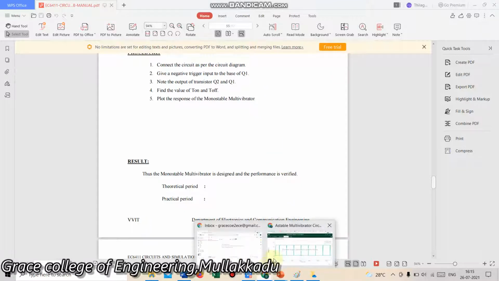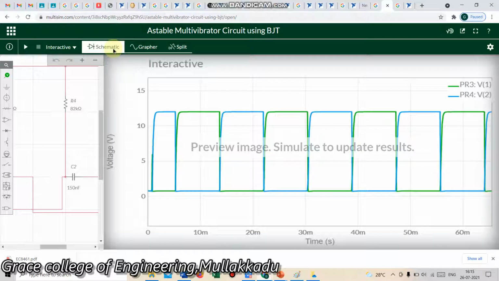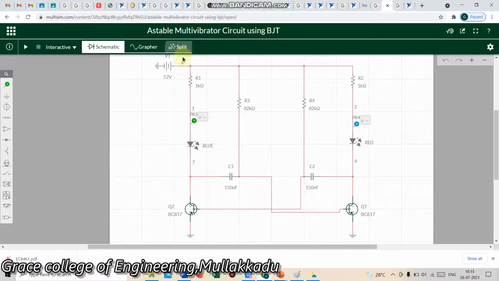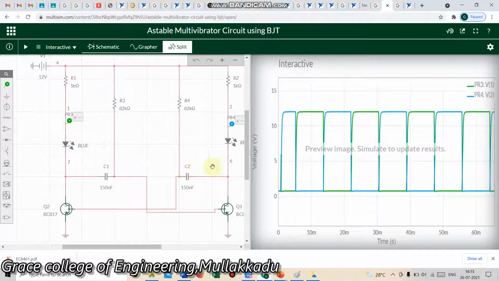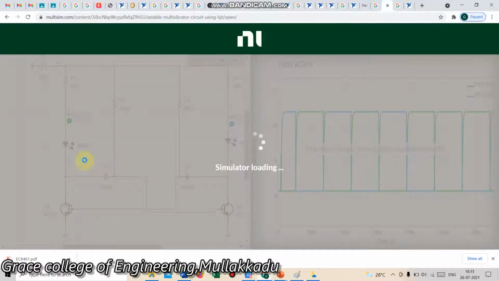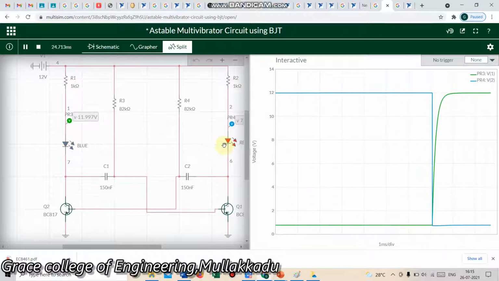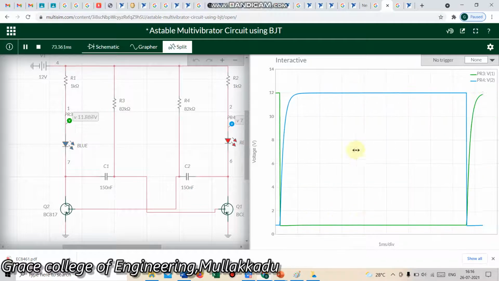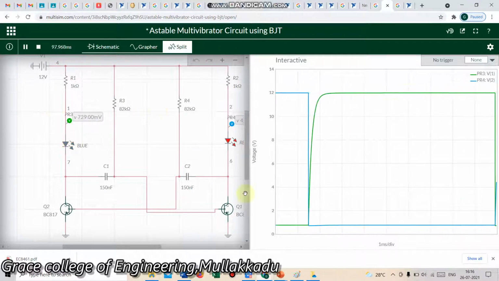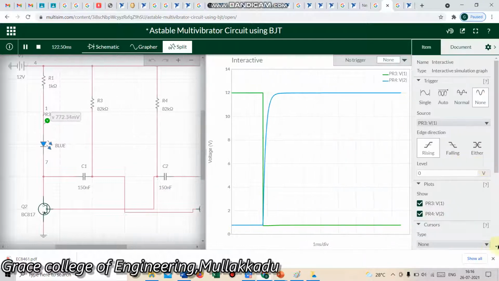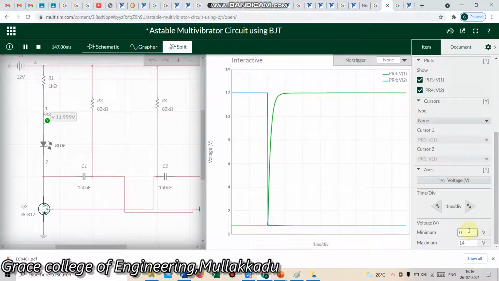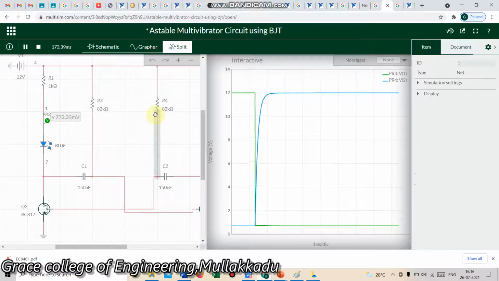Now we are going to see the output of the astable multivibrator. Circuit diagram of the astable multivibrator. When this transistor is on, this will be in the off state. When this is off, this will be in the on state. If I simulate the output, see, when this one LED glows, the other LED will be off. If this LED glows, this will be off. So when this is high, this will be low. See, green is high, blue will be low. When blue is high, green will be low. Similarly, the square pulse is obtained at the output, at collector 1 and collector 2 of the astable multivibrator.